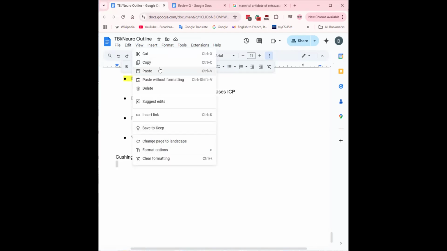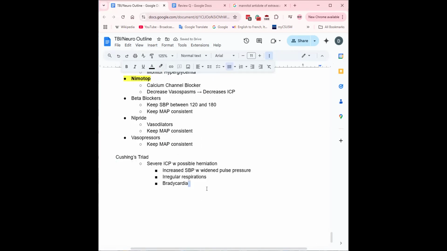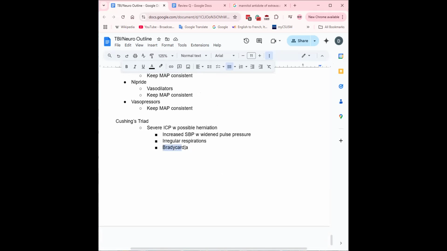Cushing's triad, severe ICP: increased SBP with widened pulse pressure, irregular respirations, bradycardia. So you're seeing a slow heart rate and increased blood pressure. The idea is your blood pressure is so high, your heart essentially, quote unquote, compensates for it by beating less fast, and you have weird respirations. Cheyne-Stokes, yeah.